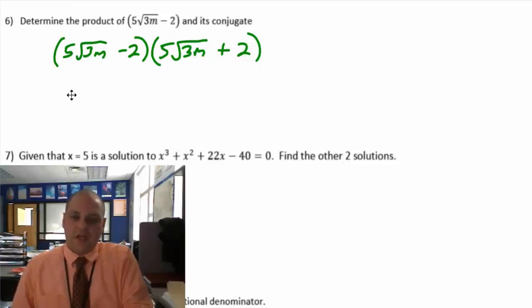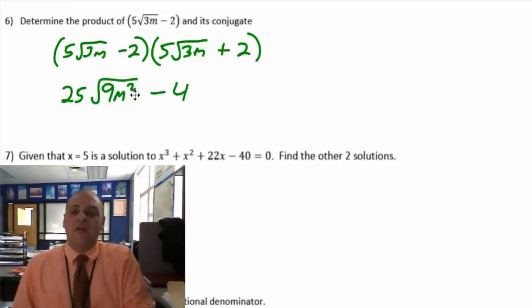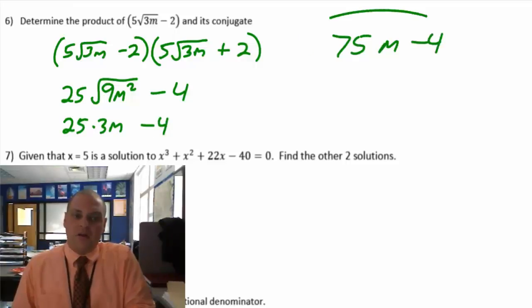This times this. 25 radical 9m squared. Okay, now the conjugates, the outer and the inner products are going to cancel, so it's just negative 2 times 2 is minus 4. It's all you have to do for conjugates. Now these are perfect squares here. This is going to be 25 times 3m. So that's going to be 75m minus 4. That's it.